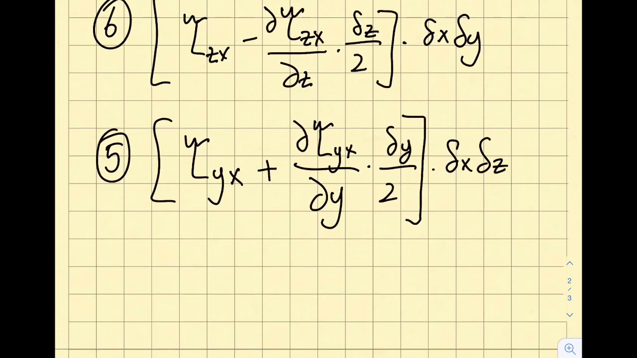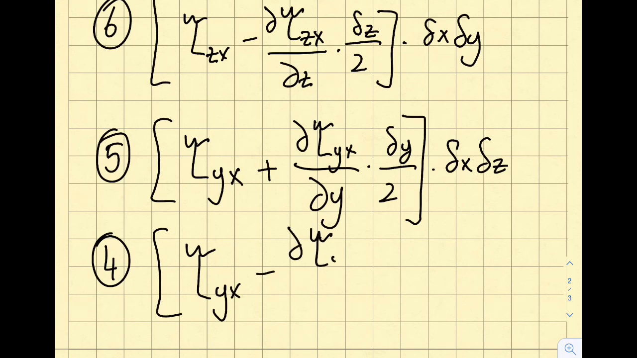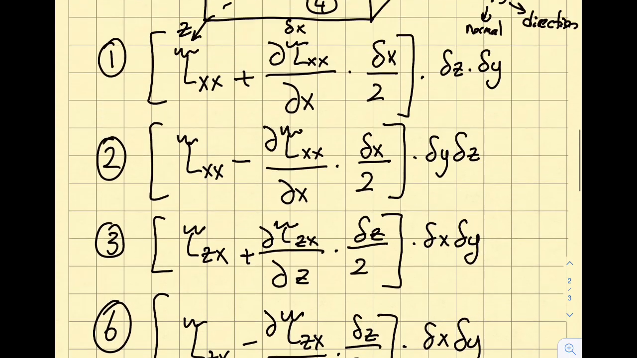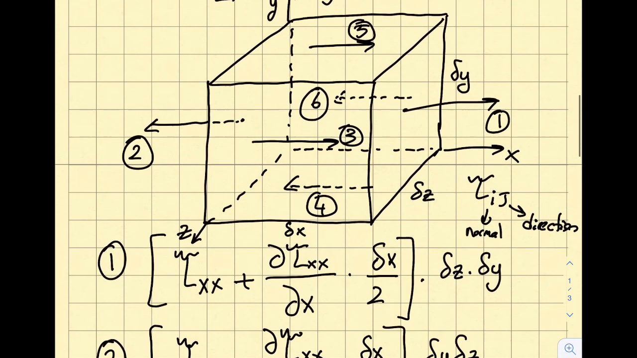Last but not least, I'm left with number 4, so let's write this down as well. It's going to be tau yx minus del tau yx del y times delta y over 2 times delta x delta z. Wow, that was some effort, right? Good, so we accomplished all 6 of the forces that are aligned in the x direction. Note that these are only the ones in the x direction. In the y direction and other directions, we are going to have different ones.